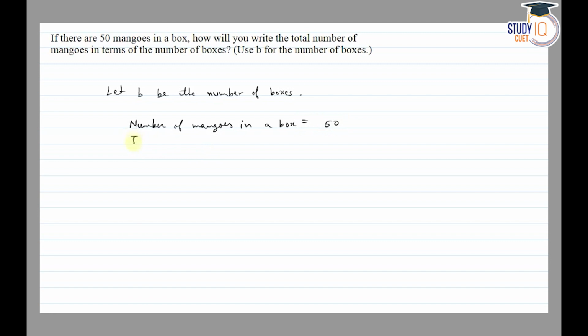So total number of mangoes is equal to mangoes in a box into number of boxes. Mangoes in a box हमें given है 50 and number of boxes है B. So total number of mangoes जाएंगे हमारे 50 B. Thanks.